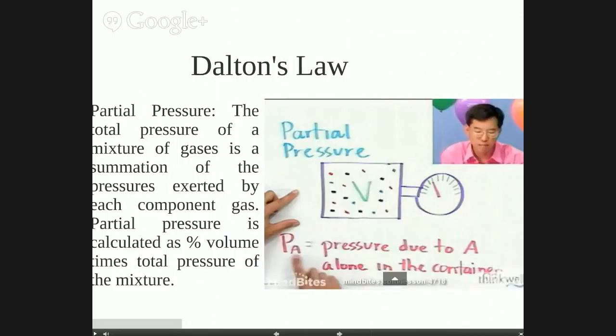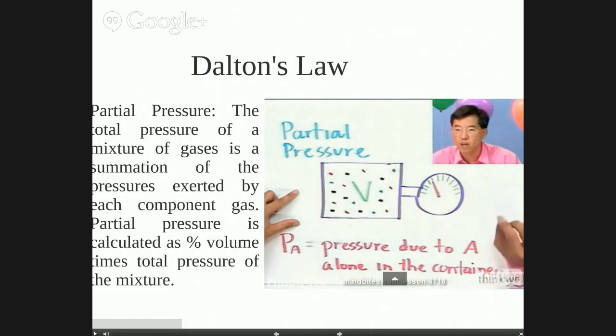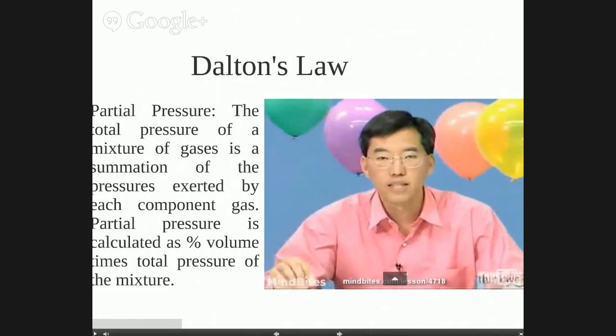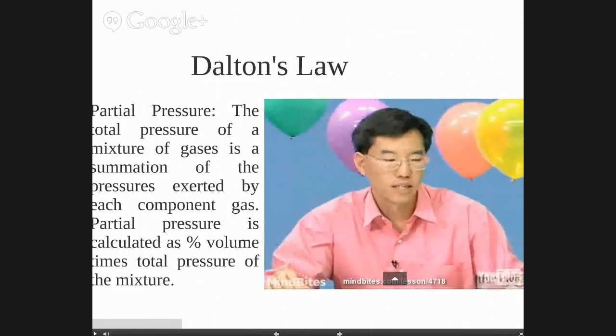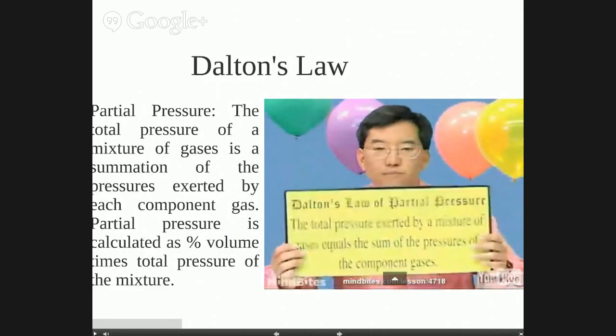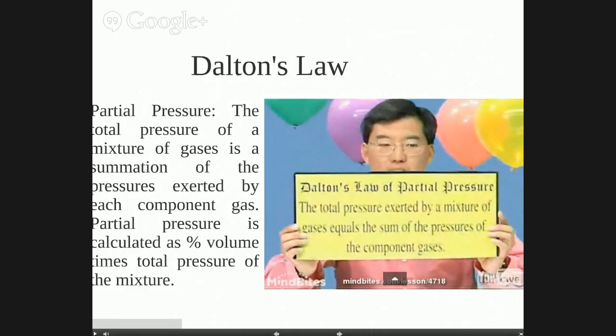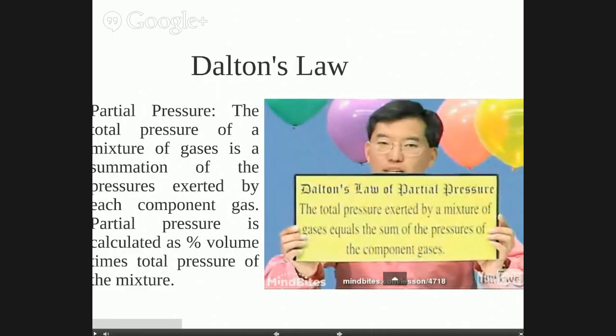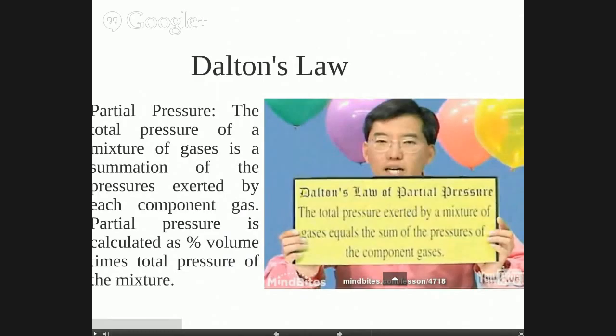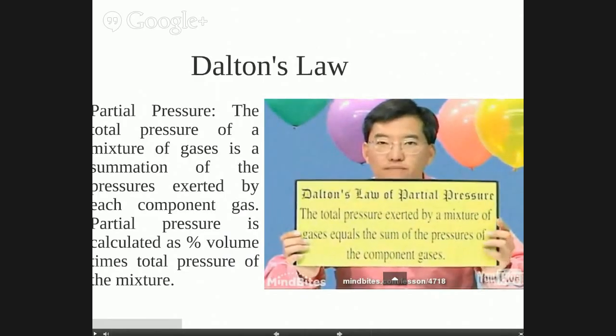We can define P sub B as the pressure due to B alone in the container. And now we get to Dalton's law. John Dalton, in the early 1800s, discovered that the total pressure exerted by a mixture of gases equals the sum of the pressure of the component gases. And this is now known as Dalton's law of partial pressure.